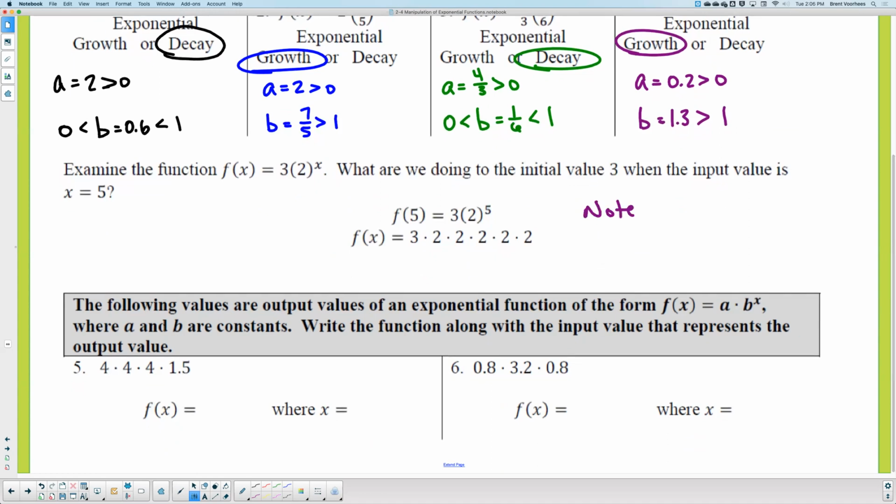Just note, a and b do not simplify together, unless a equals b. That's the one exception. If they're equal to one another, then you can simplify them. But other than that, if they're not equal, you cannot simplify them together.